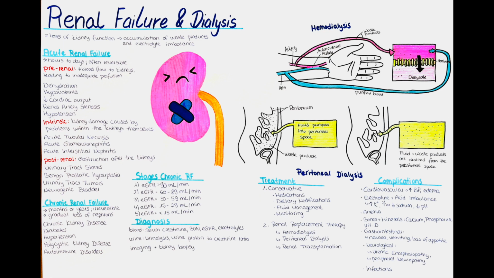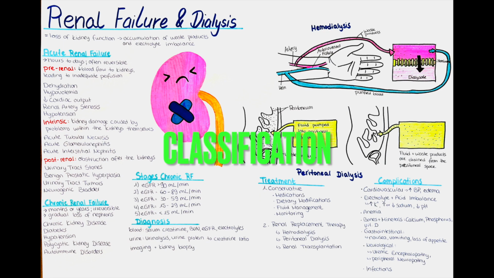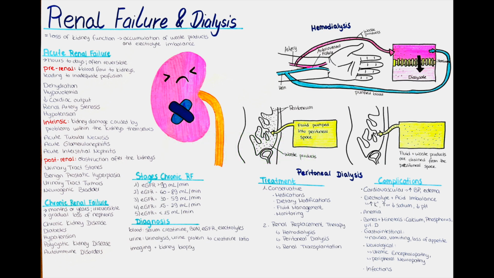In this video, we will talk about causes of renal failure, its classification, diagnosis, symptoms, and treatment options, including hemodialysis and peritoneal dialysis. How can we classify renal failure? Renal failure is characterized into two main groups, which are acute renal failure and chronic renal failure.